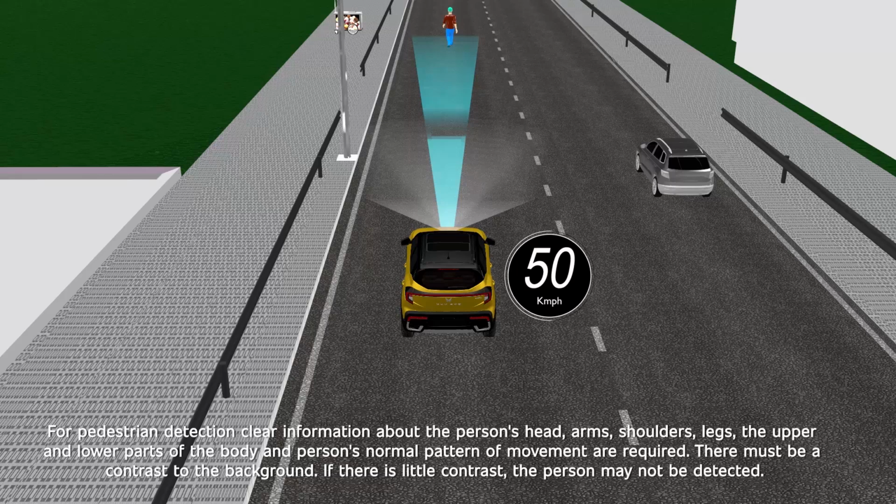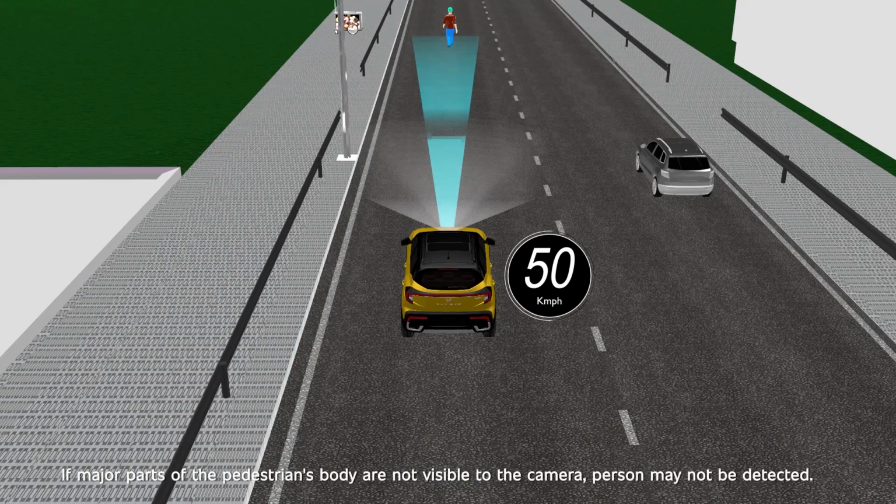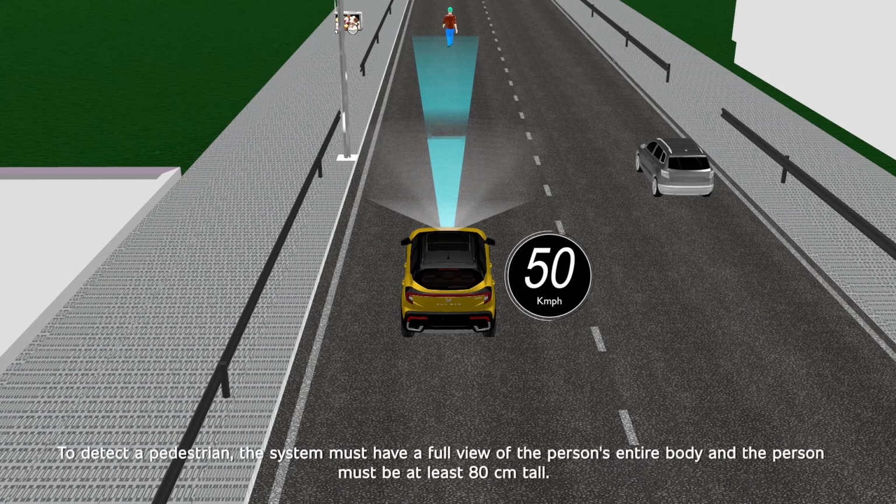There must be a contrast to the background. If there is little contrast, the person may not be detected. If major parts of the pedestrian's body are not visible to the camera, person may not be detected. To detect a pedestrian, the system must have a full view of the person's entire body and the person must be at least 80 centimeters tall.